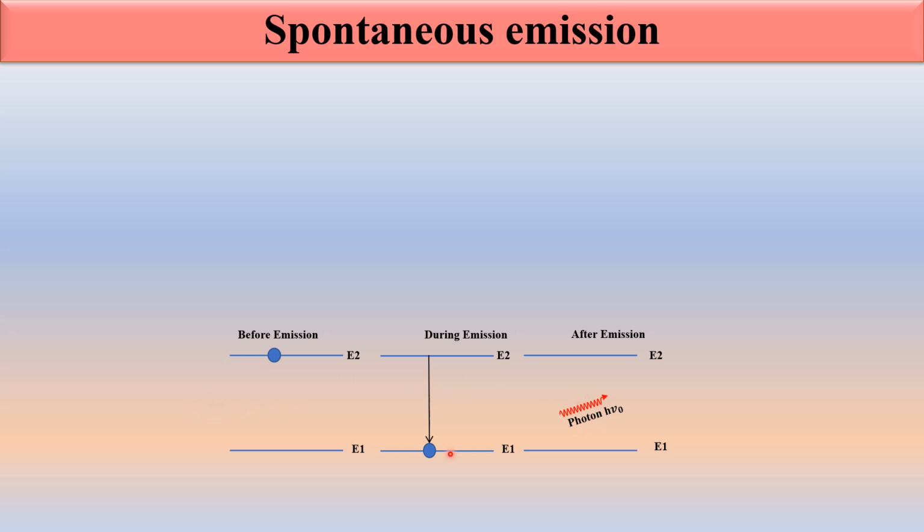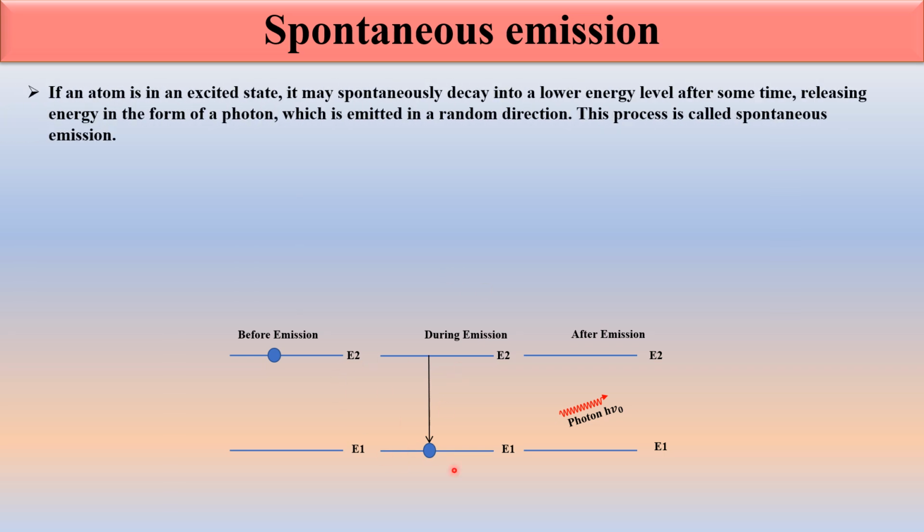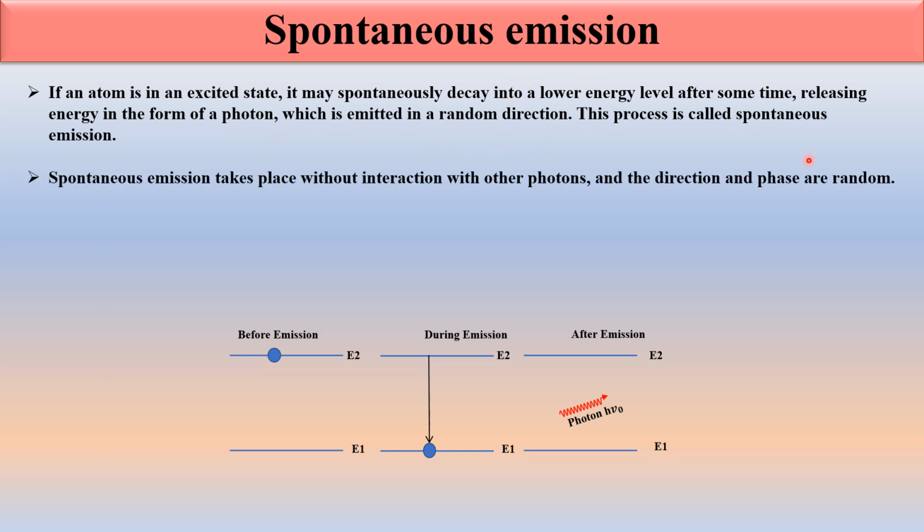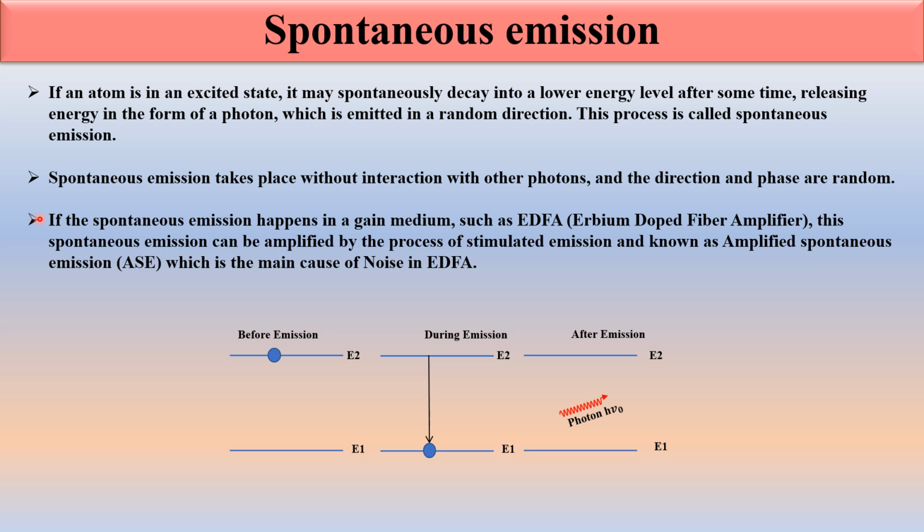So you can say spontaneous emission does not help in amplification, but spontaneous emission generates noise, and this is the main cause of noise in the amplification. If an atom is in the excited state, it may spontaneously decay to the lower energy level after some time, releasing energy as a photon, which is emitted in a random direction, and this is called spontaneous emission. So you can see here, spontaneous emission takes place without interaction with other photons.